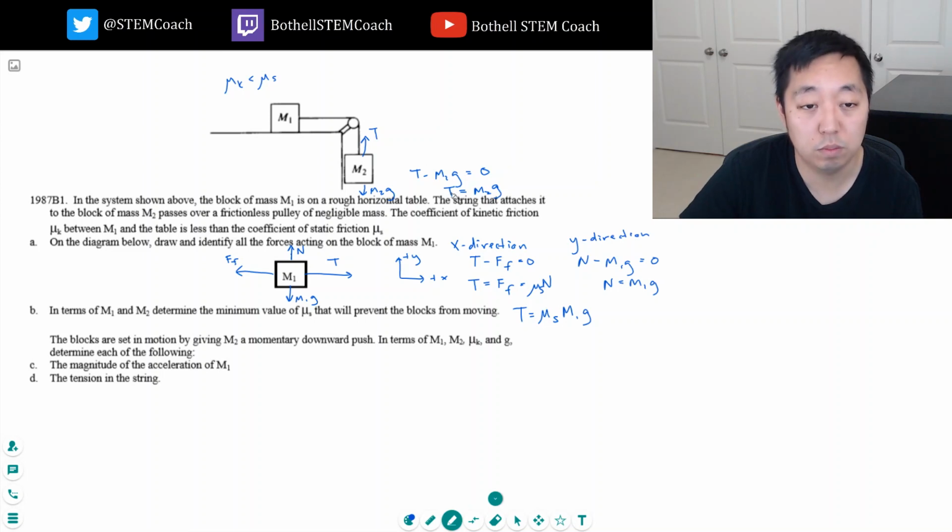Those are the only forces acting on it. So now I know what T is. T is equal to M2g. That's equal to mu s M1g. The g's cancel. So mu s would have to equal M2 over M1.